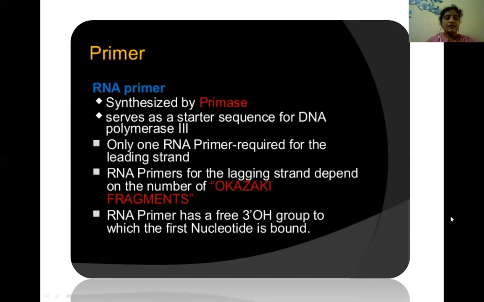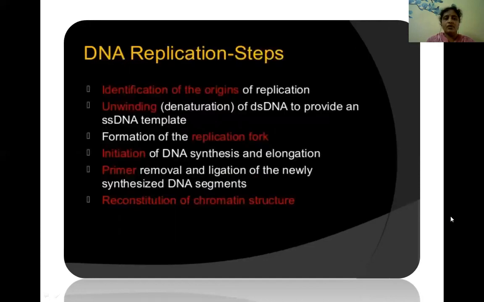In bacteria, the enzyme primase synthesizes the primers, and primase combines with the DNA helicase to form the primosome complex, which serves as a starter sequence for the DNA polymerase 3. RNA primers for the lagging strand depend on the number of Okazaki fragments. The RNA primer has a free 3' OH group to which the first nucleotide is bound.